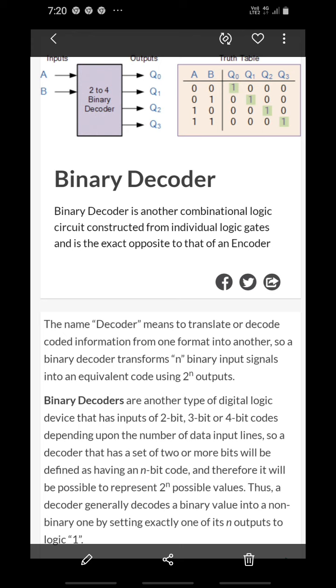Binary decoder is another combinational logic circuit constructed from individual logic gates and is the exact opposite of an encoder. The name decoder means to translate or decode coded information from one format into another. So, a binary decoder transforms n binary input signals into an equivalent code using 2 power n outputs.